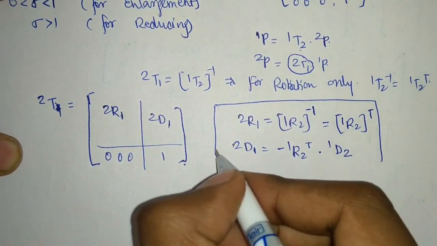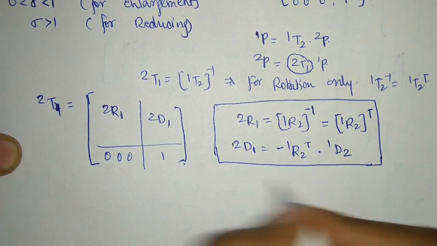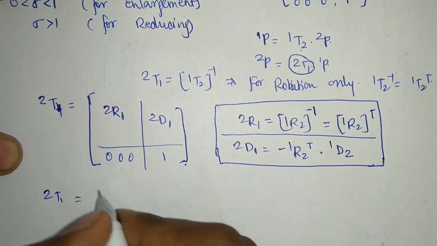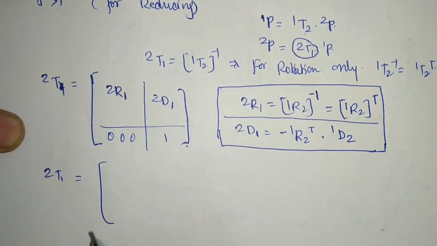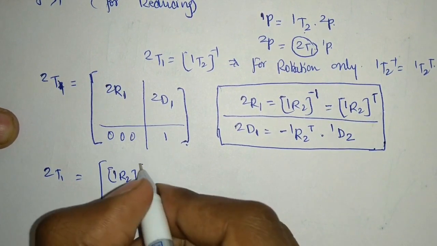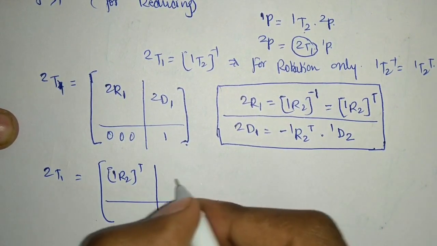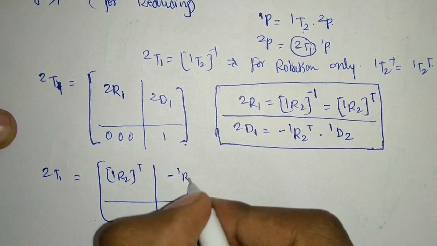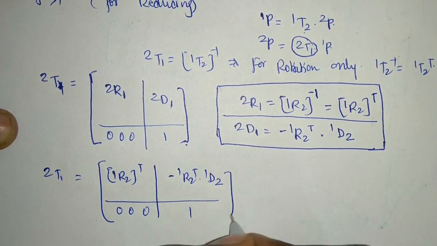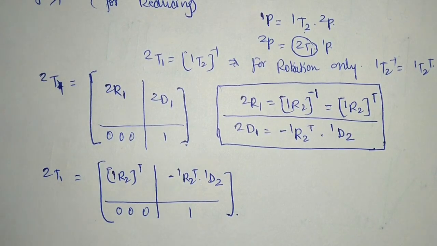So this is what we have for the inversion matrix, right? My 2T1 will finally be equal to 1R2 transpose, and here it will be minus 1R2 transpose into 1D2, 0, 0, 0 and 1. So these are basic properties of a homogeneous transformation matrix.